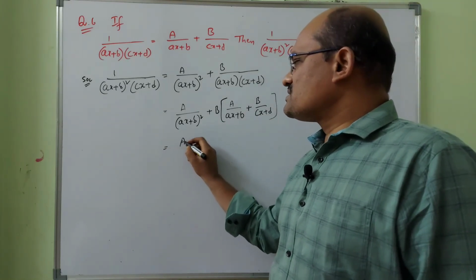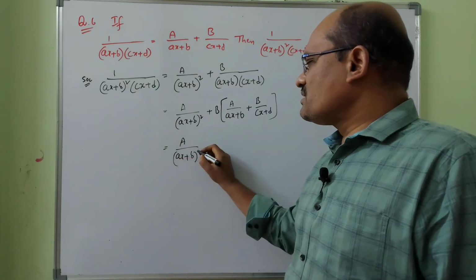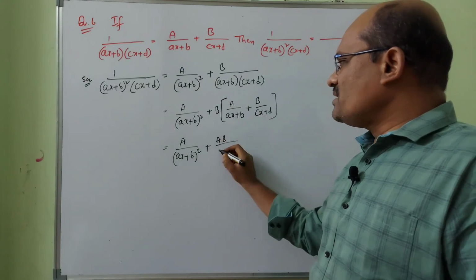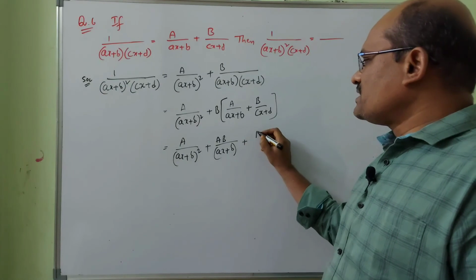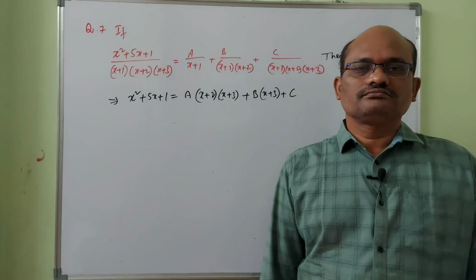Now the next step is the answer. A by (ax plus b) whole square. Multiply with b, what you get? ab by (ax plus b) plus b square by (cx plus d).